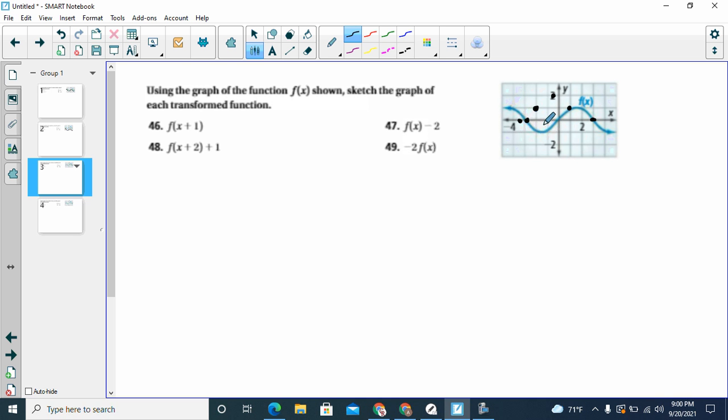That was kind of more in here. So it's going to look like so.